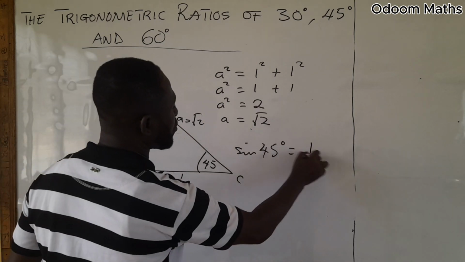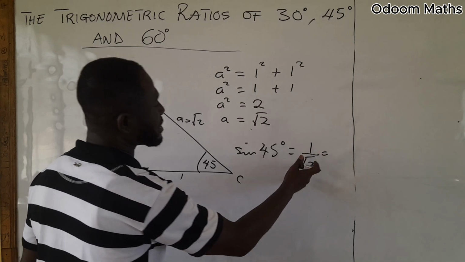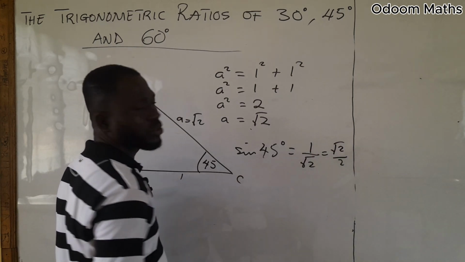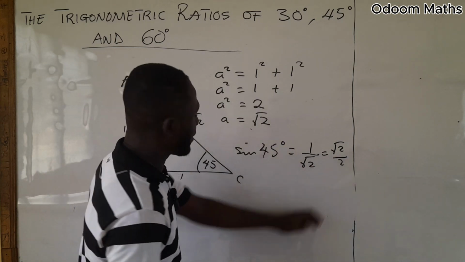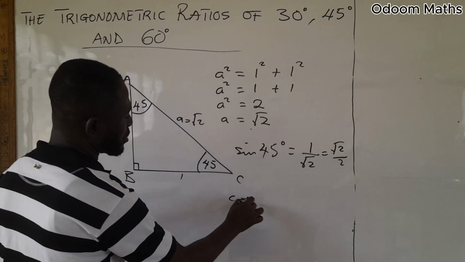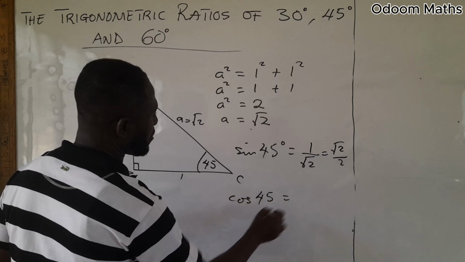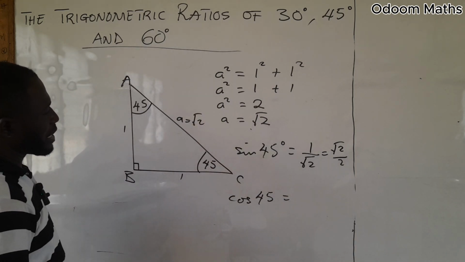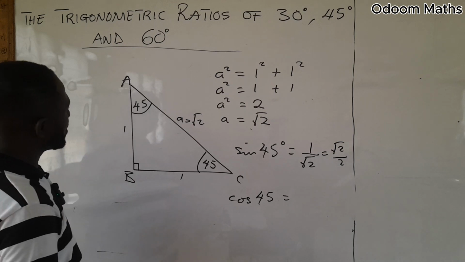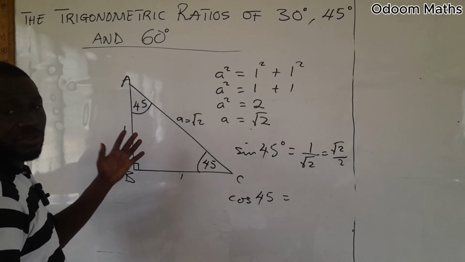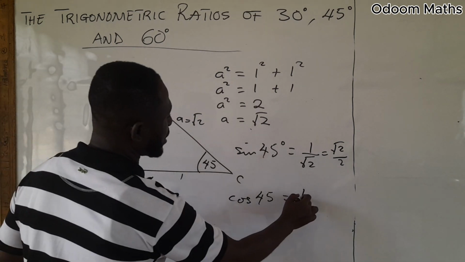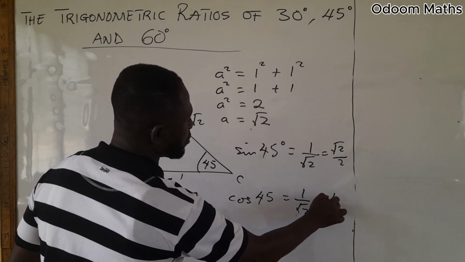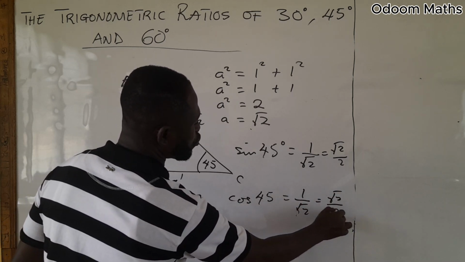So it becomes 1 over root 2. And this can be rationalized to be root 2 over 2. Okay, so we can try this on a calculator. Then cos 45. Cos is adjacent over hypotenuse. So making reference to this angle or this angle, we get the same thing. So that is 1 over root 2. And again, this is root 2 over 2.